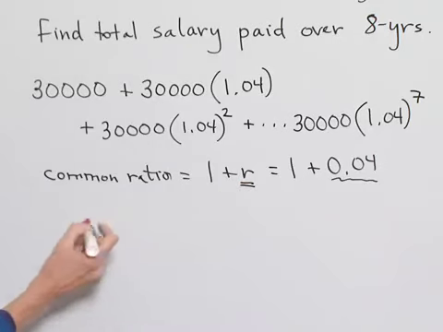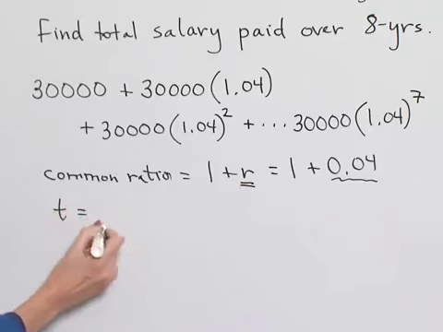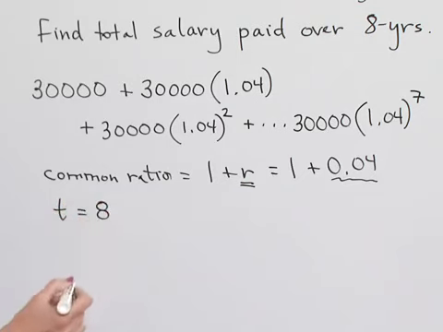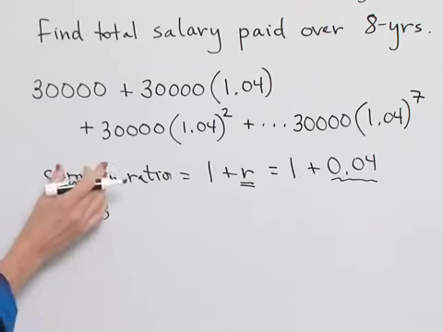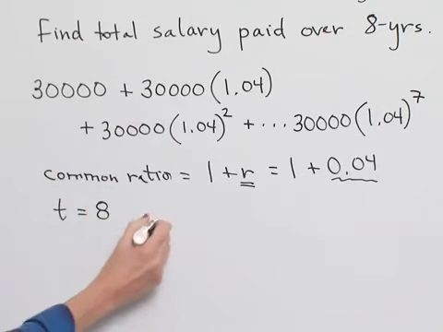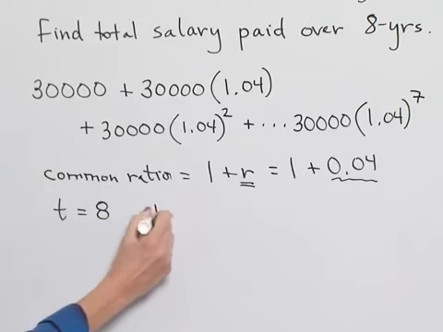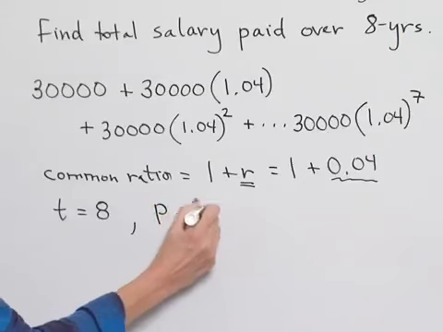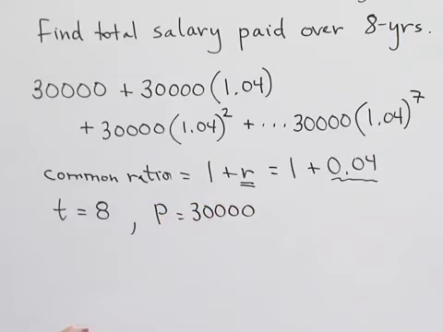We also note that our time period here, our t, is equal to 8, since we're looking at 8 years. Or we can also look at it as, in our sequence, we have 8 different terms. The p, which is going to be our first value, is equal to 30,000, or our initial value. We can now use the formula for the sum of this sequence.